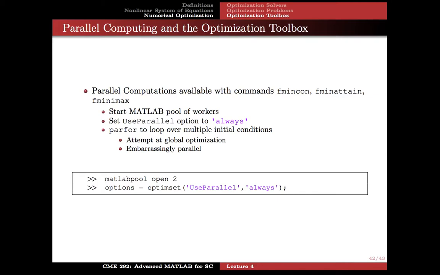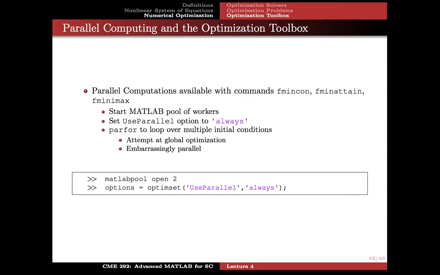Lastly, which is also very important, we're going to talk about parallel computing and the Optimization Toolbox. We will talk more about parallel computing when we cover its toolbox in a later section. For the following MATLAB functions, such as fmincon, fgoalattain, and fminimax, we can open a MATLAB pool of workers. These will work concurrently, in parallel, so you can speed up the computation. The way to do this is we just need to set the UseParallel option to always, and it will turn on parfor. What does parfor do? It loops over multiple initial conditions, in an attempt at global optimization. We'll see this more later, but this is embarrassingly parallel.